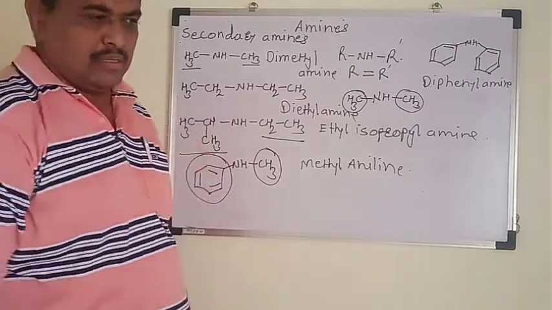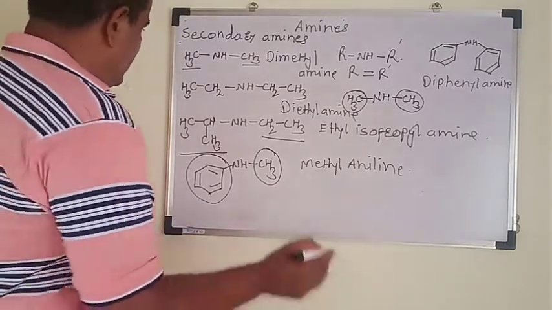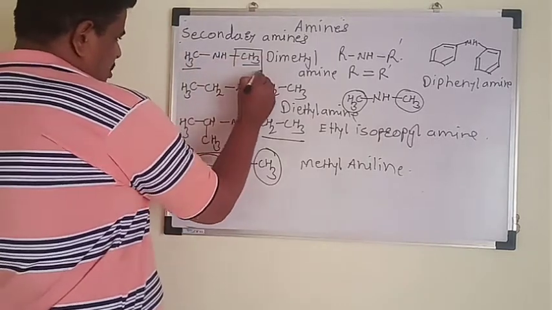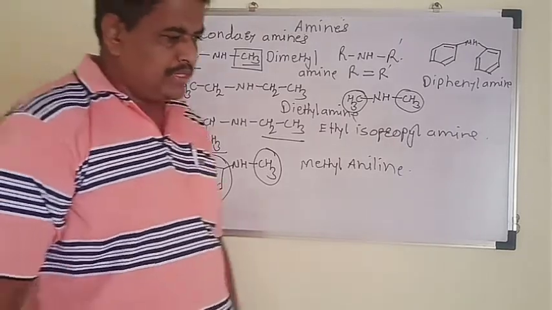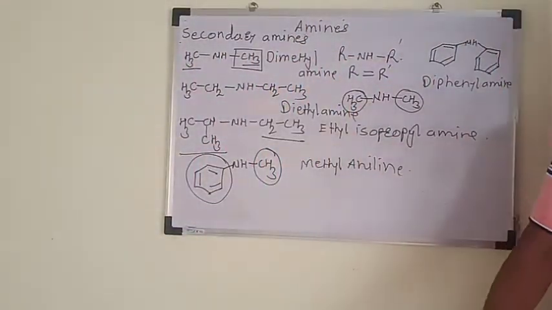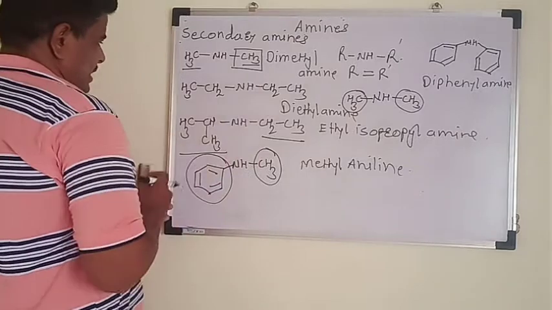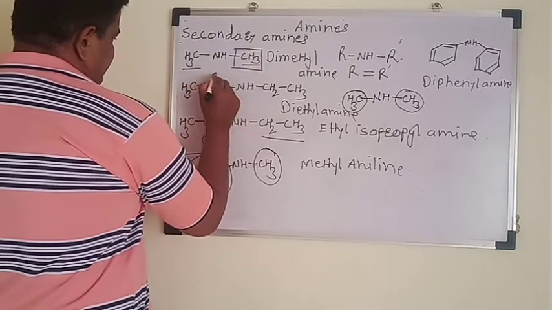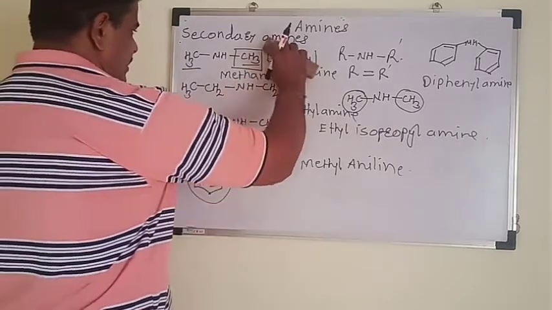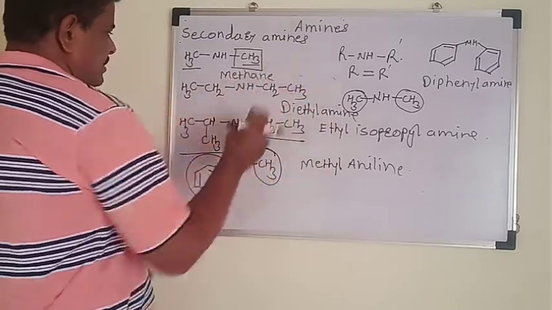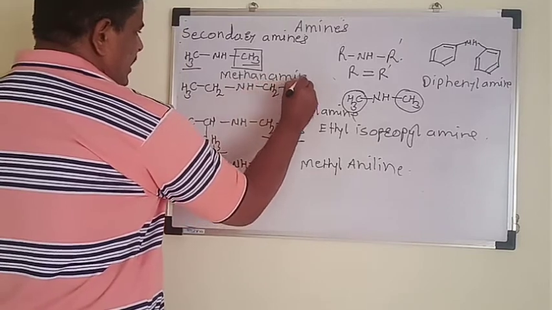Now if we consider the IUPAC nomenclature system, first rule is select longest chain of carbon, give the name of parent hydrocarbon. So its name of parent hydrocarbon is methane. So we can write here methane. One carbon alkane is named as methane. Here replace this E by amine, so it becomes methanamine.